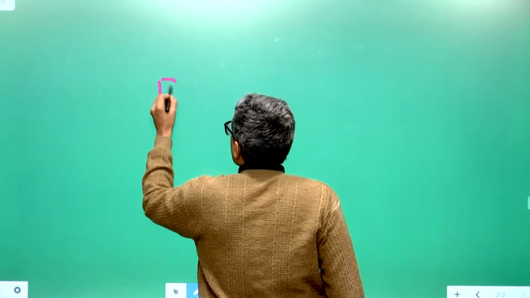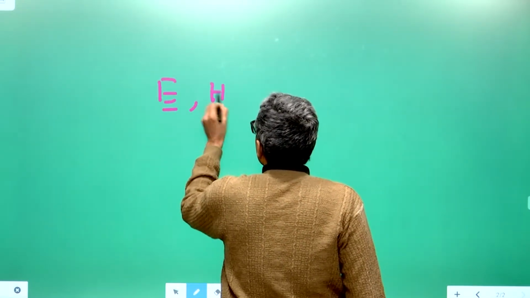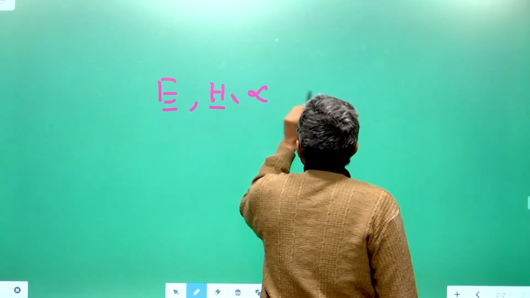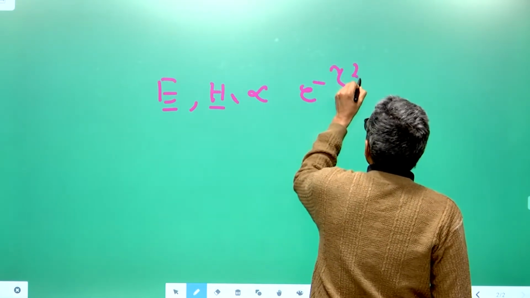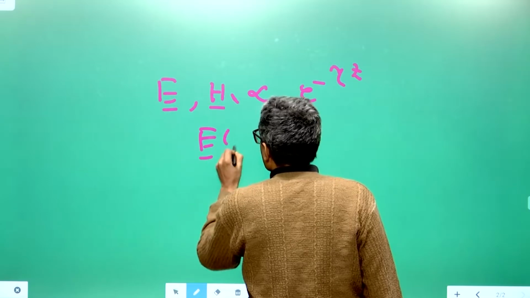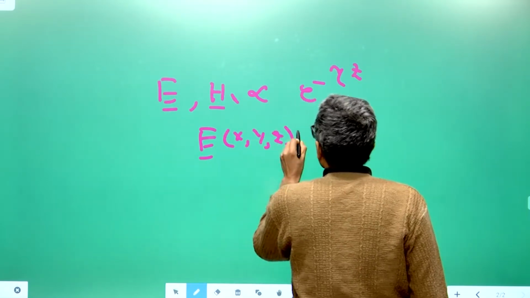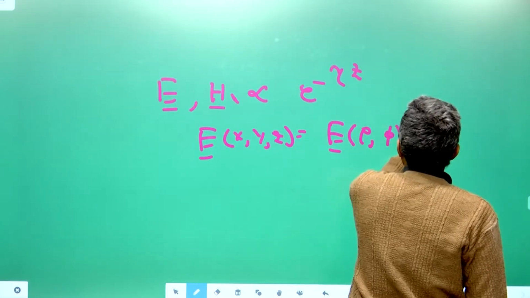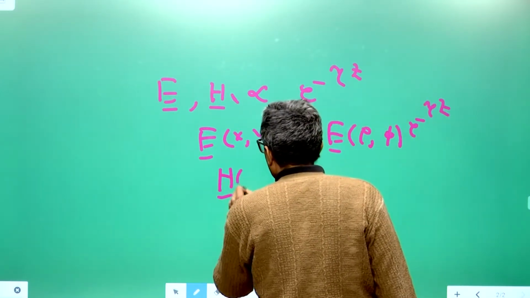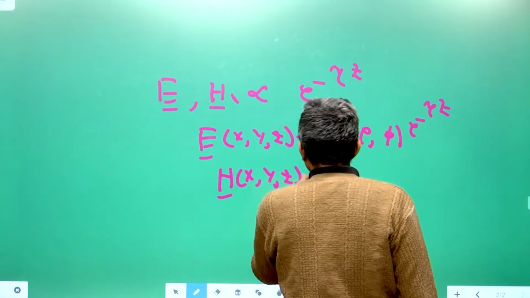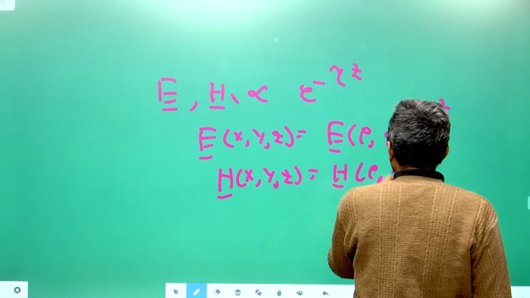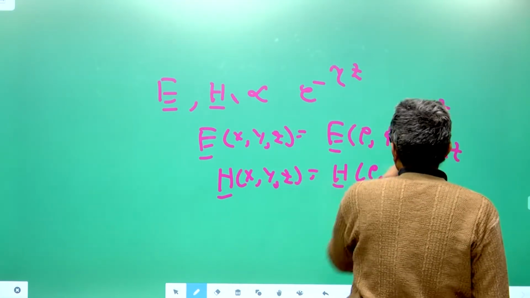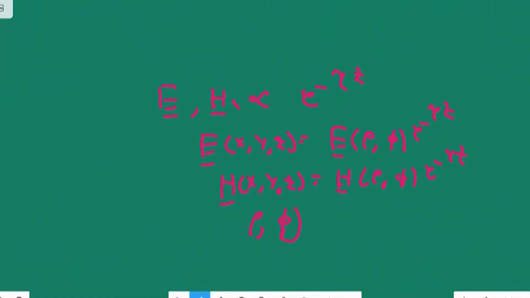Last time we had seen that if we write the electric field and magnetic field, suppose they have the dependence on z as e power minus gamma z, that means you can write E of x y z as E of rho phi e power minus gamma z. Likewise, H of x y z can be written as H of rho phi e power minus gamma z. You see, rho phi is the plane polar coordinate of the point.